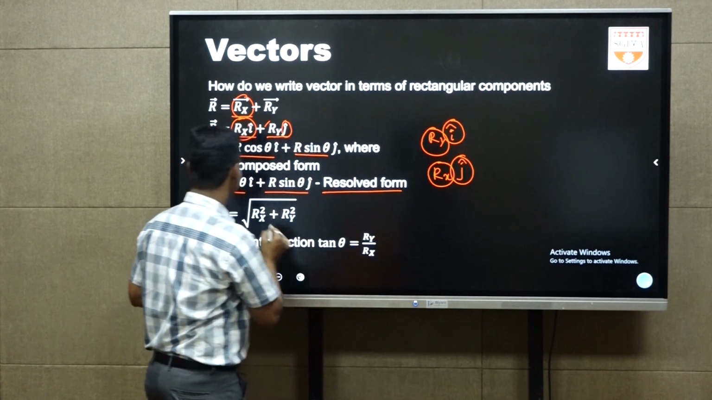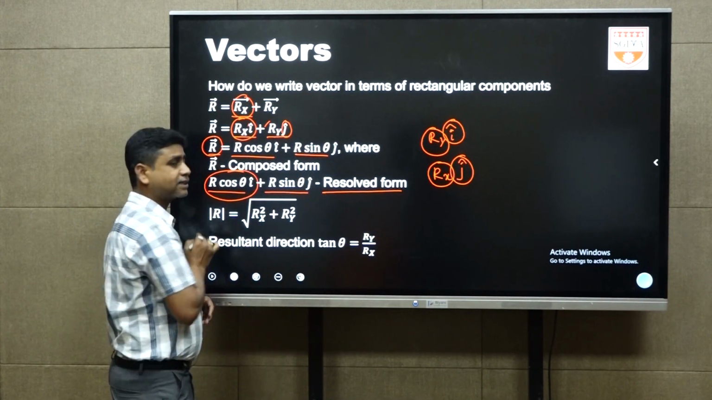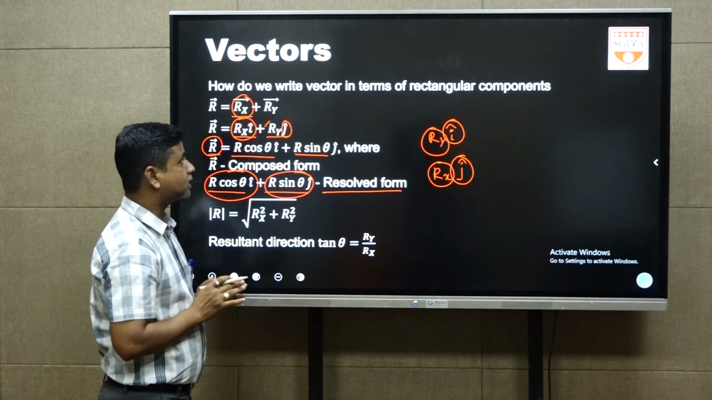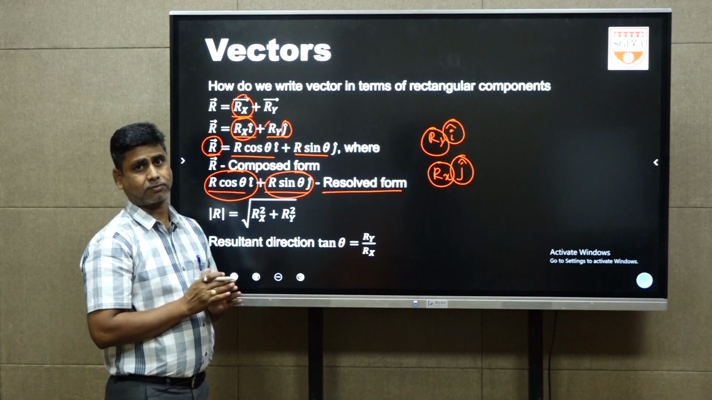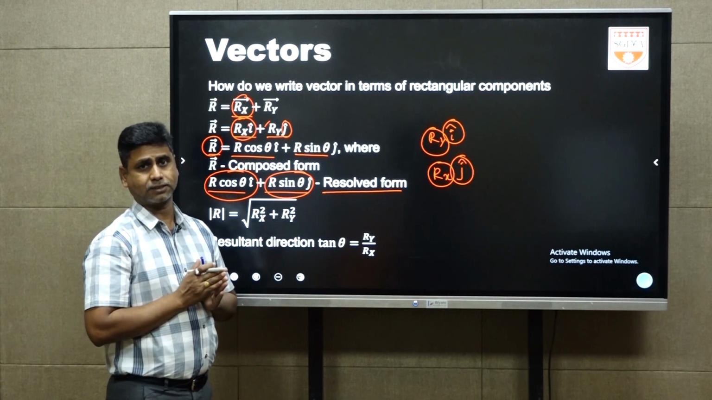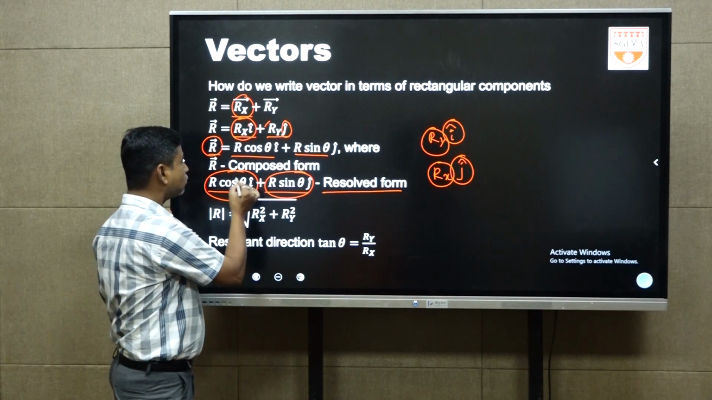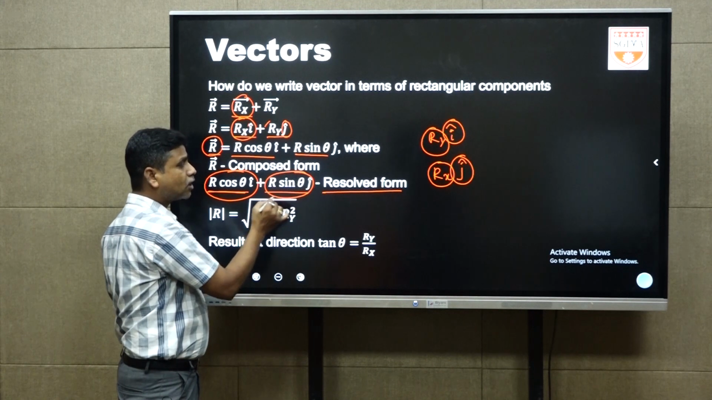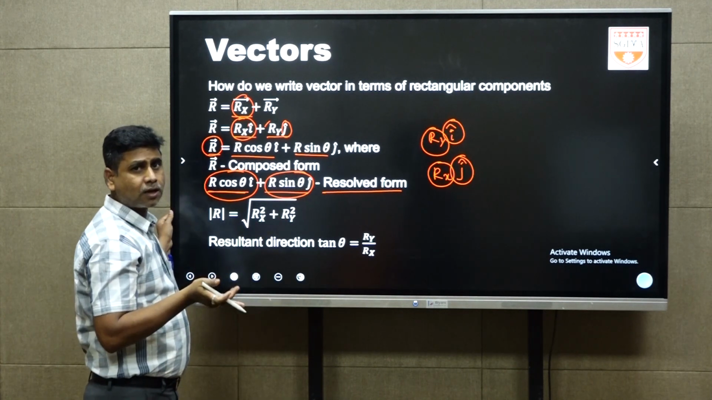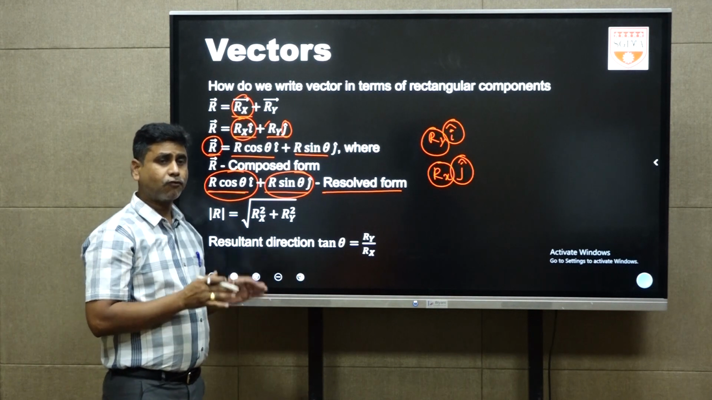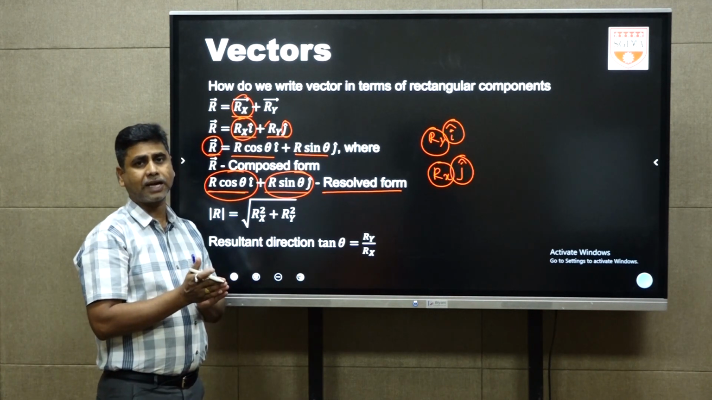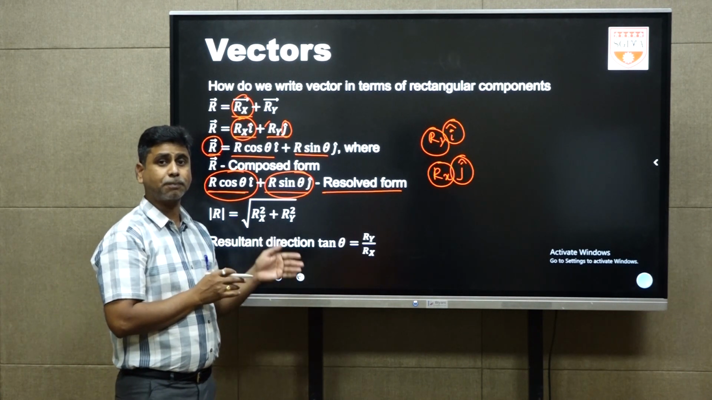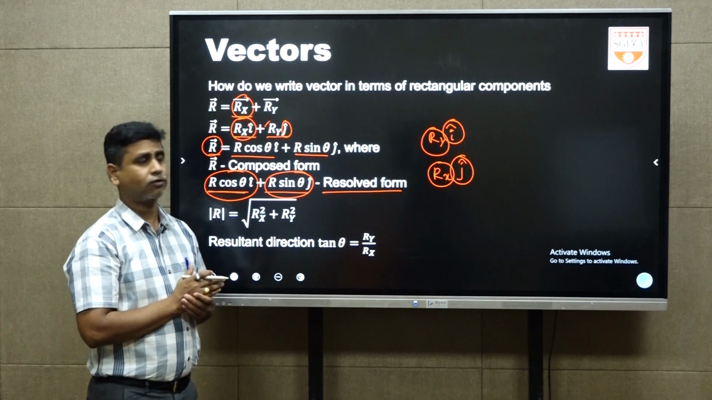What is the resolved form? What is the component acting along the x direction? What is the component acting along the y direction? That is called the resolution of one vector in different directions. How is it resolved? R cos theta is acting along the x direction, and R sin theta is acting along the y direction. But what is the given vector? R bar is the given vector. From the given vector, how much component is acting along the x-axis, and how much along the y-axis? That is represented by the resolution of the vector.